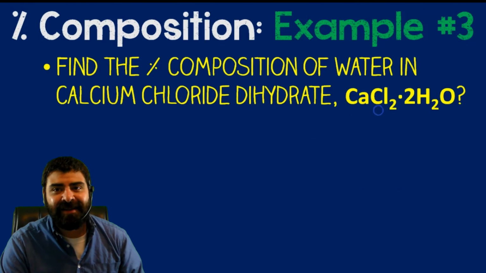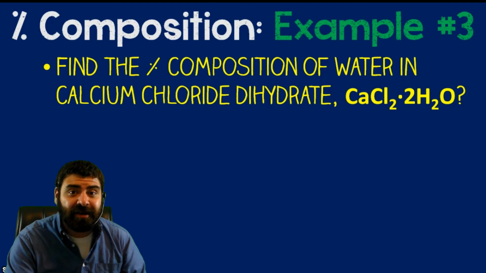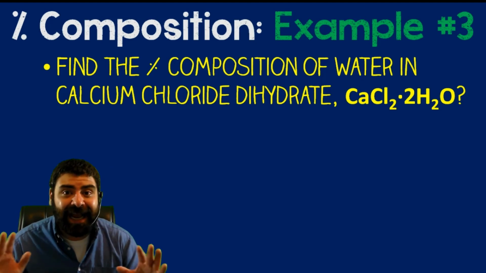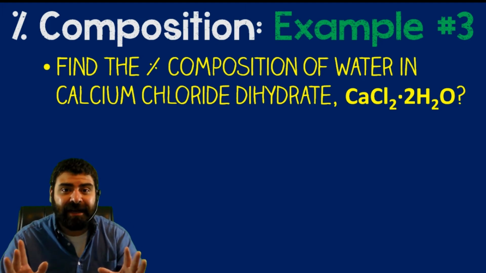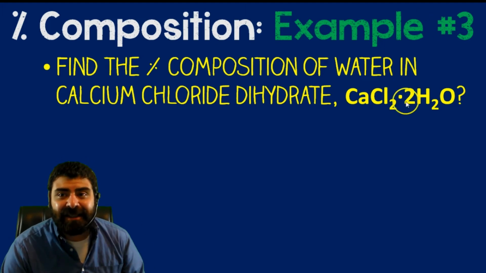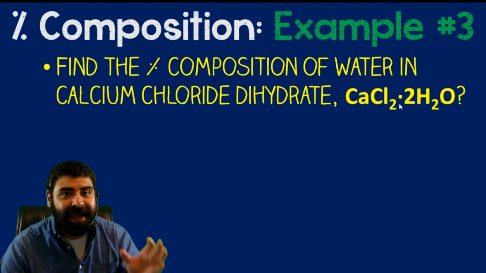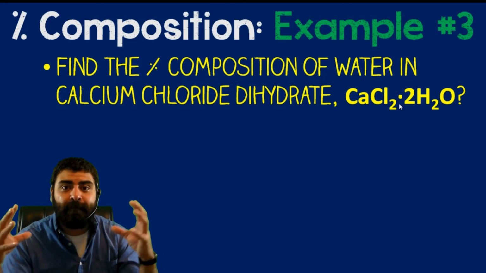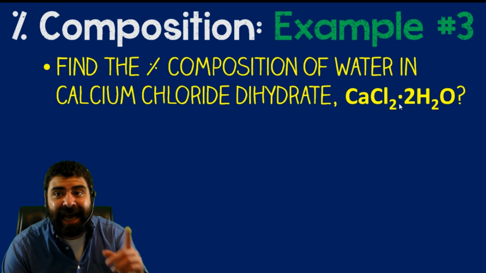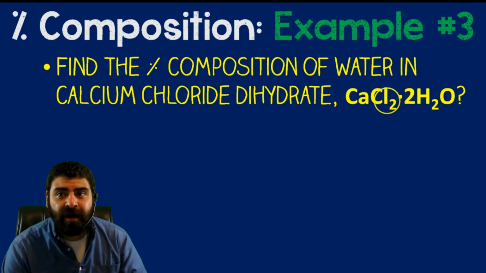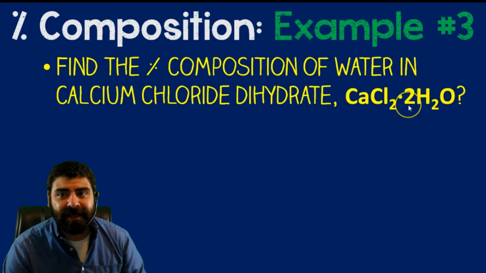Example number 3. Find the percent composition of water in calcium chloride dihydrate. Now this is your classic percent water in a hydrate problem. Pay attention to the formula for the hydrate. This dot does not mean multiply. It just simply tells you that these are chemically bonded together. It's called a hydrate, specifically dihydrate, because it has 2 waters within that compound, chemically bonded.